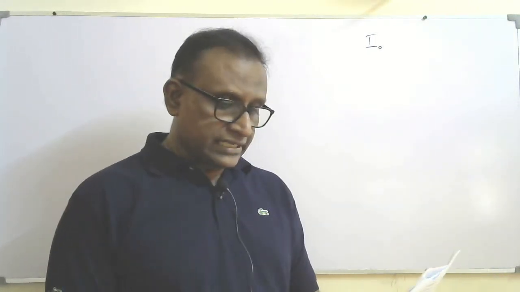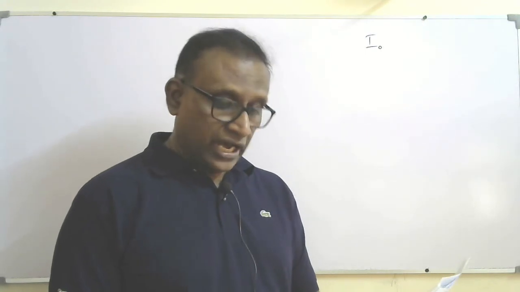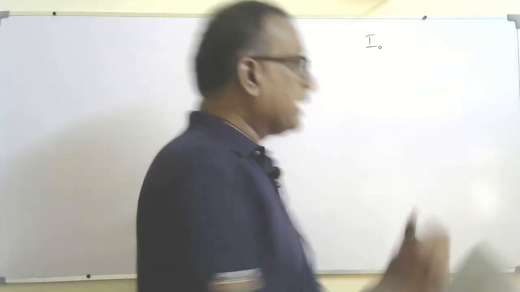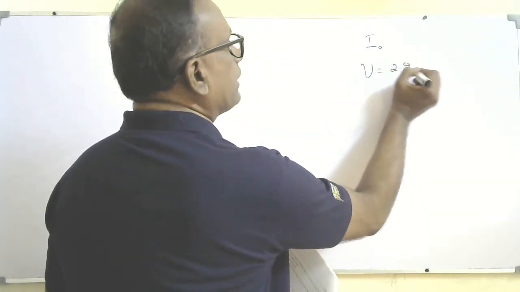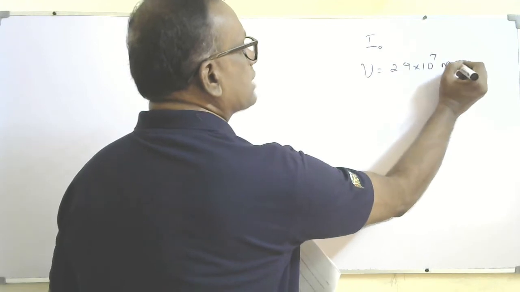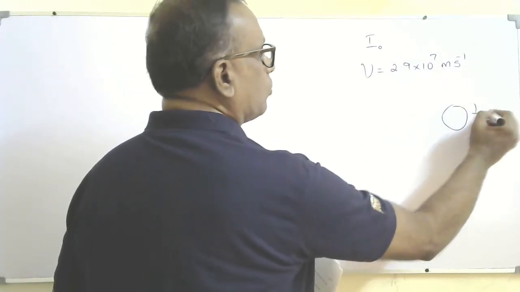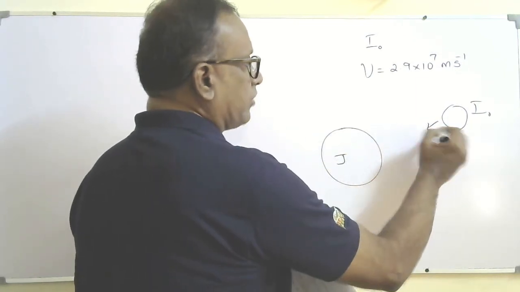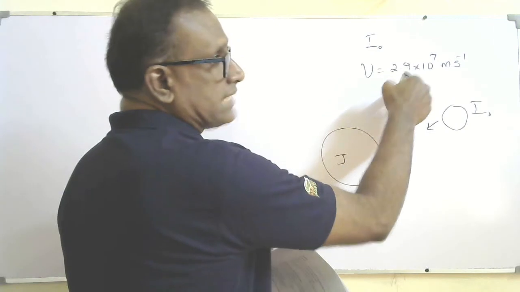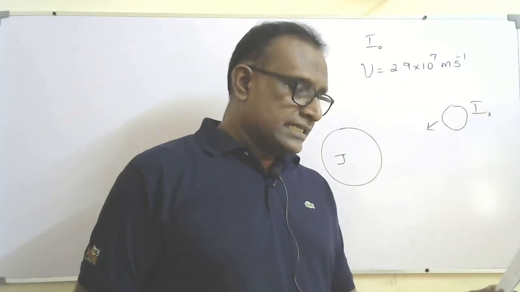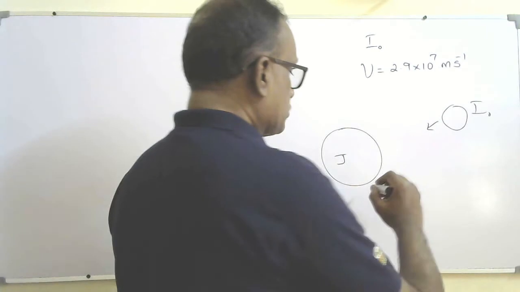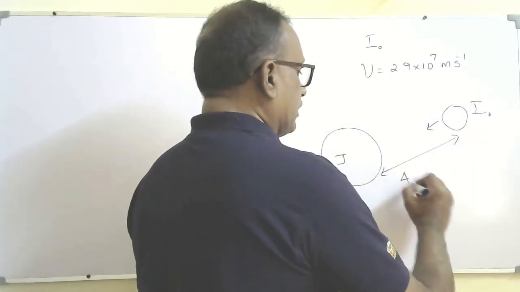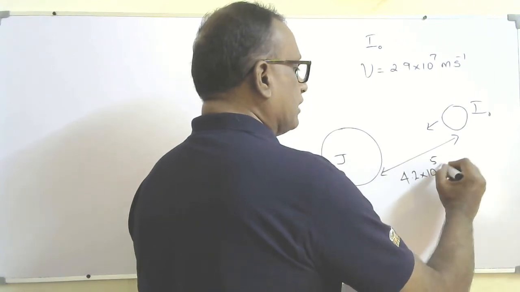Some electrons released from the volcanic surface of Io have an average velocity of 2.9 into 10 to the power 7 meter per second. So the electrons are flowing from Io, one of the moons of Jupiter, to Jupiter at this average velocity. And the distance between Jupiter and Io is 4.2 into 10 to the power 5 kilometers.